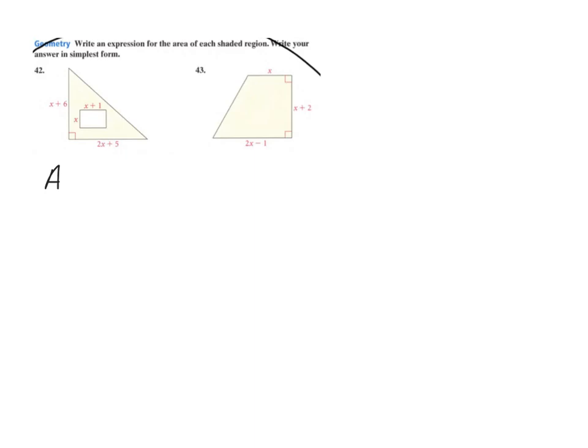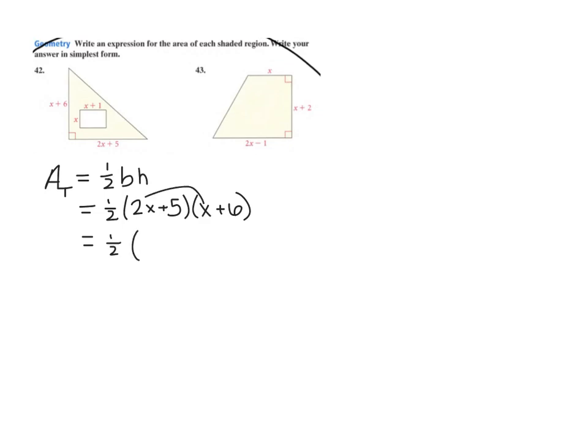We need to find the area of our triangle, and remember, area of a triangle is 1/2 base times height. So in this case, I have 1/2 times my base, which is 2x plus 5, times my height, which is x plus 6. And when I simplify this, I have 1/2 times 2x squared, plus 12x plus 5x will give me plus 17x, and then I'm going to have plus 30.